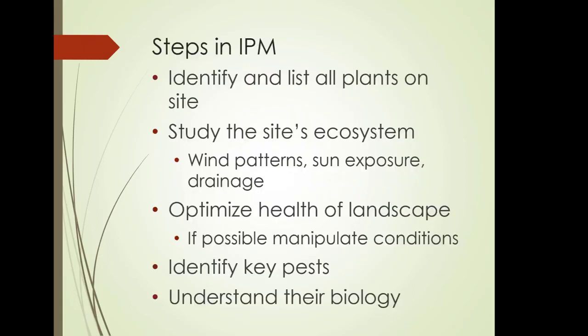So first you want to identify and list all the plants on the site, especially things that are showing damage. Study the ecosystem of the site. Look at where the wind is coming from, what the sun exposure is, what the drainage is like. And then if you can, you try to manipulate conditions, so perhaps you need to do some pruning to allow some good airflow. You want to identify key pests and understand their biology.